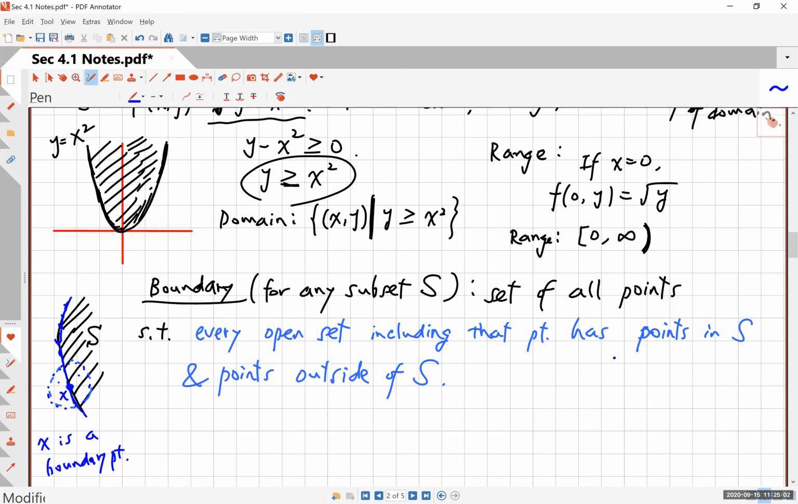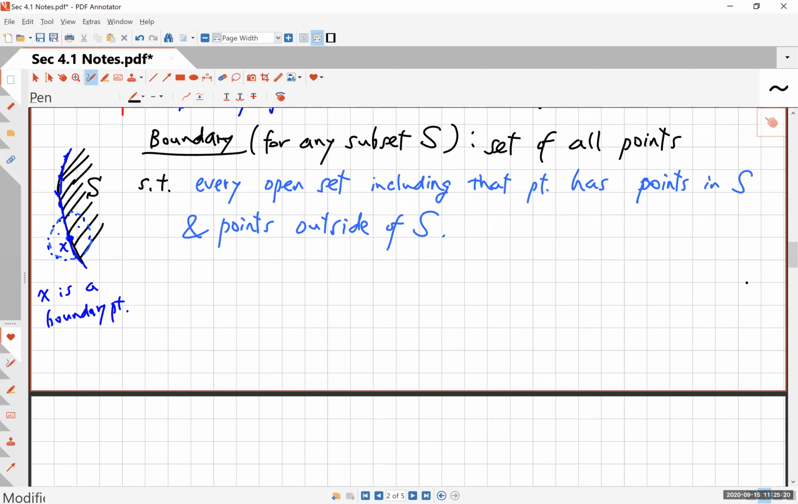Okay, so in this case, this was the boundary. The boundary for this domain was y is equal to x squared. And boundary is usually a line or a curve or something like that, though not necessarily. So on your homework, if you're asked what the boundary of a domain is, think of this definition, and you will see what to look for.